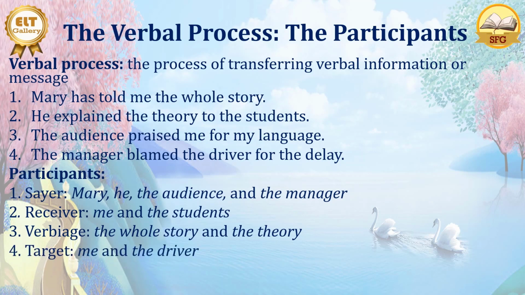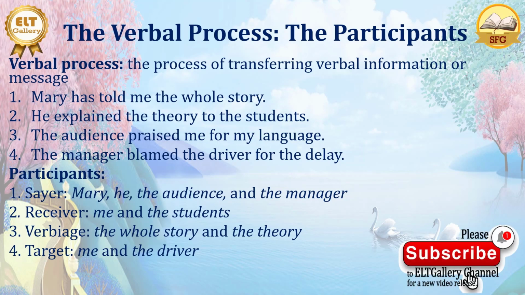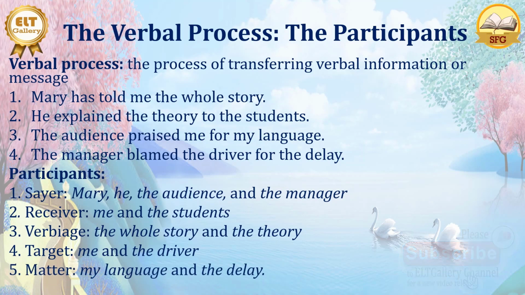Then we have the fourth participant, the target. Here we have me and the driver. So the target of the praising here is me. And when the manager blamed, the driver is the target. And then we have the matter, my language, and the delay here. So he praised me for my language. That's the reason which prompts the audience to praise me. And then the delay here is the cause of something which causes the manager to blame the driver. So those are the 5 participants which are involved directly or indirectly with the verbal process.